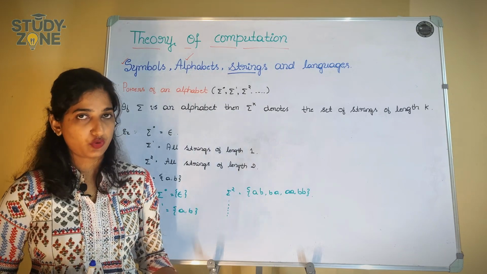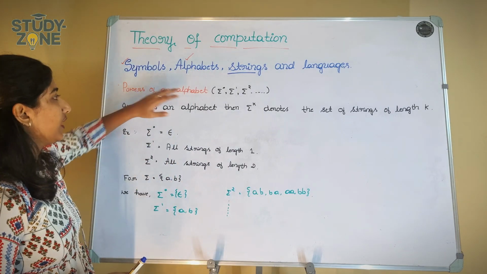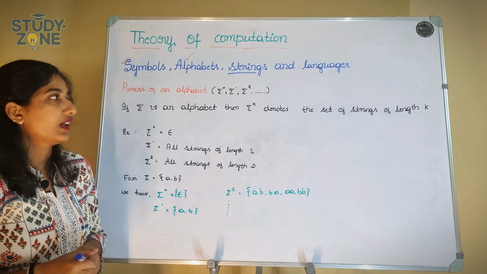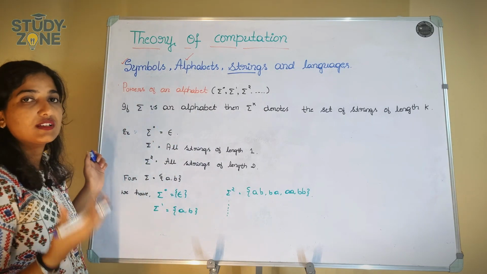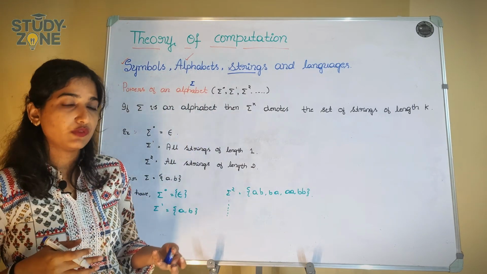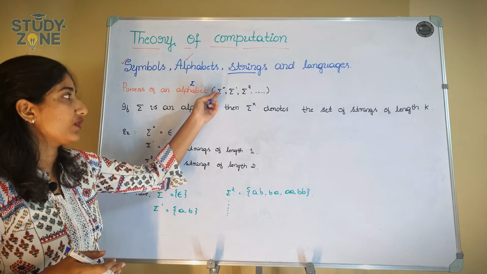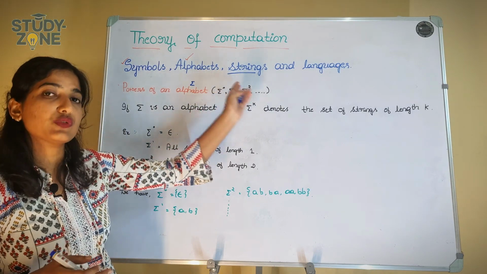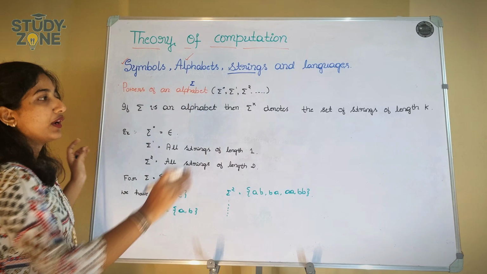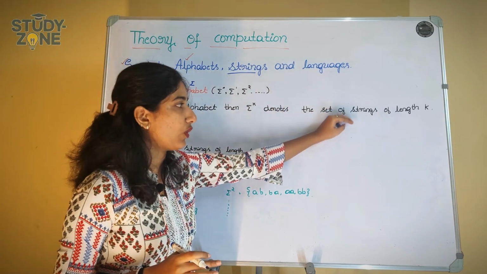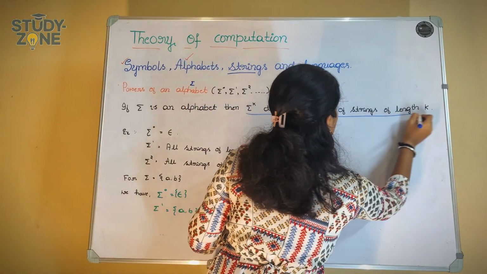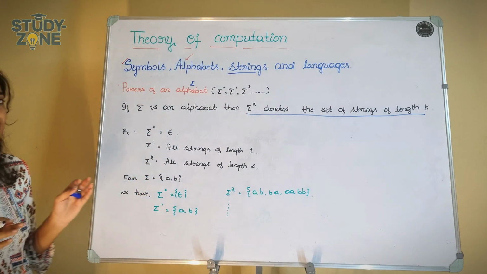Now let us go through the next topic, that is powers of an alphabet. So we have alphabet, right? So what is the power of an alphabet? How to represent alphabet? With the help of sigma, correct? So how to represent power of alphabet? With the help of sigma to the power 0, sigma to the power 1, sigma to the power 2, and so on. Okay, so if sigma is an alphabet, then sigma to the power k denotes the set of strings of length k. Remember this one, sigma to the power k denotes the set of strings of length k.